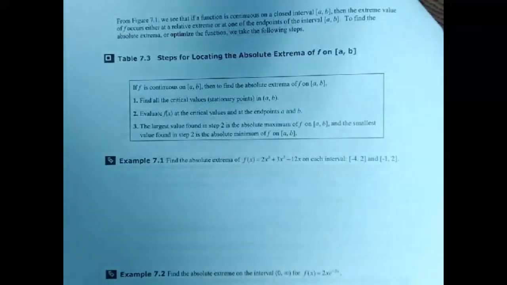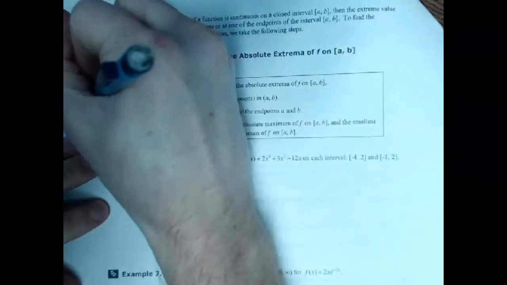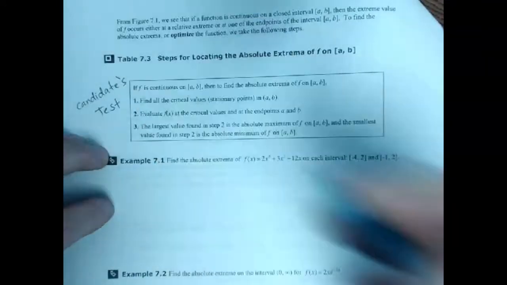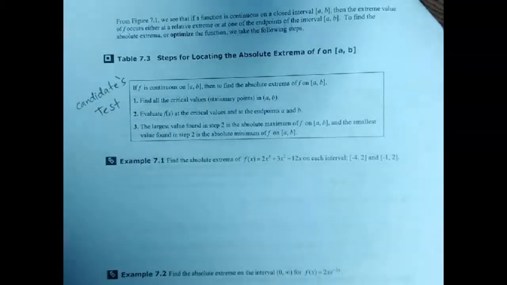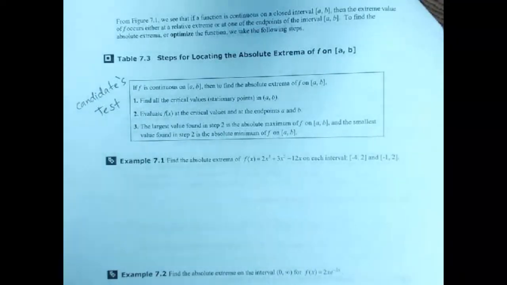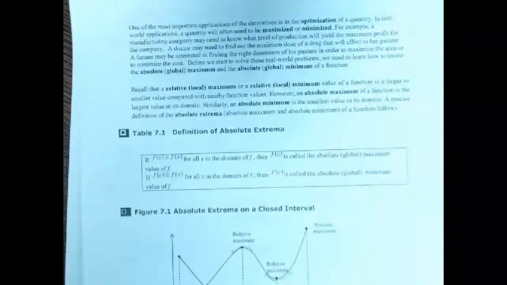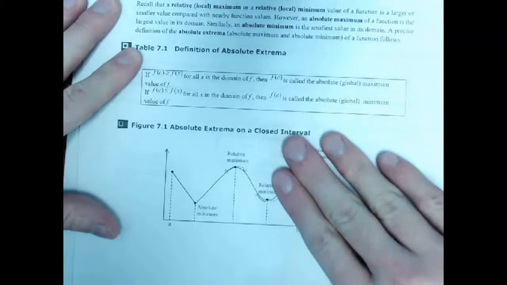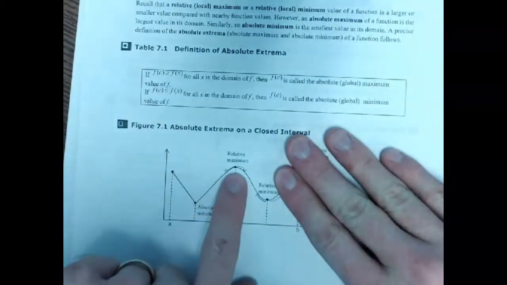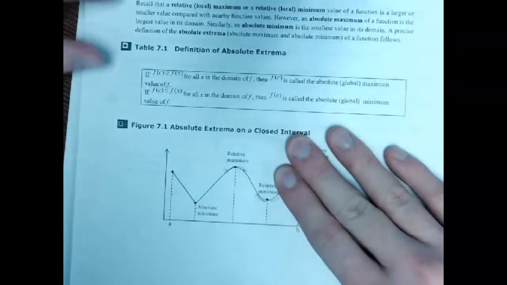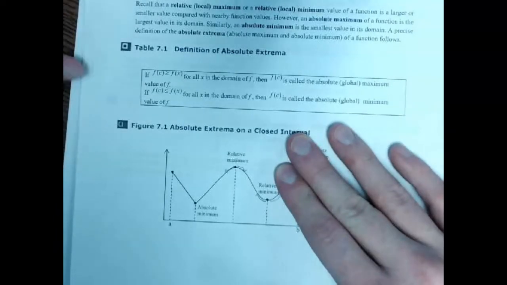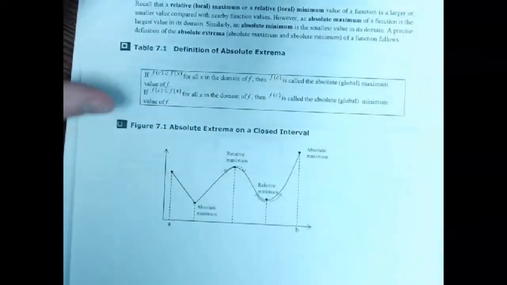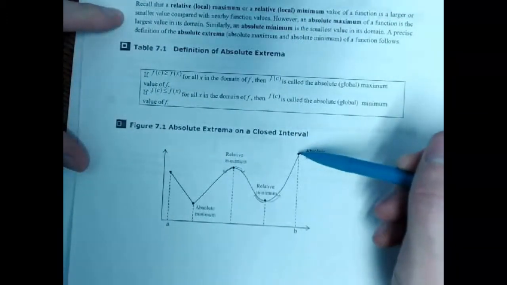Okay, so here's the process, and again, this is called candidates test. The candidates are all of the things that could potentially be the minimums or the maximum, the absolute extrema. Now, going back to this picture we had on the previous page, of course, if your function would have just ended like this, then your absolute max could have been one of the relative maxes in the middle. Or if you have a restricted domain, right, it stops and it starts on both sides, then your absolute max could be one of your endpoints.